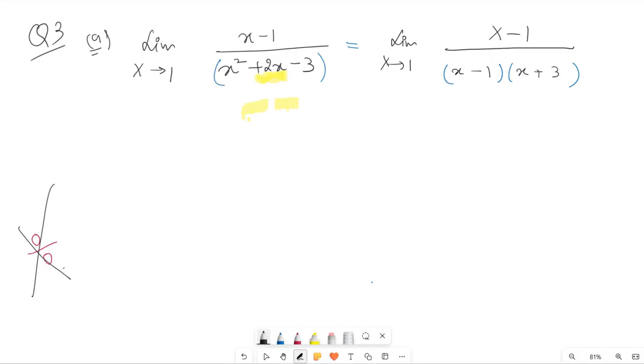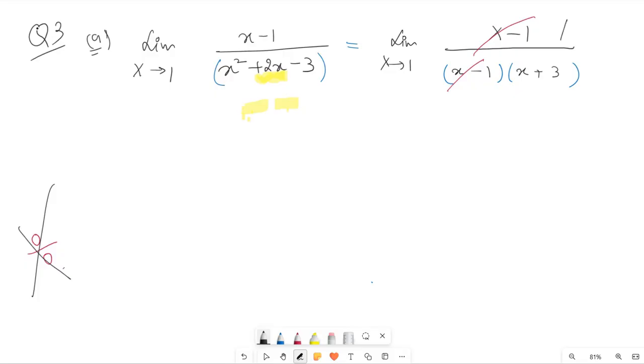So if you multiply these two, you should be able to get, because it's 3x minus x should be 2x, and negative 1 times 3 should be negative 3. These are the factors. Now, because x is approaching 1, x is not really equal to 1, so this is not equal to 0. I can cancel, reduce these factors by 1.